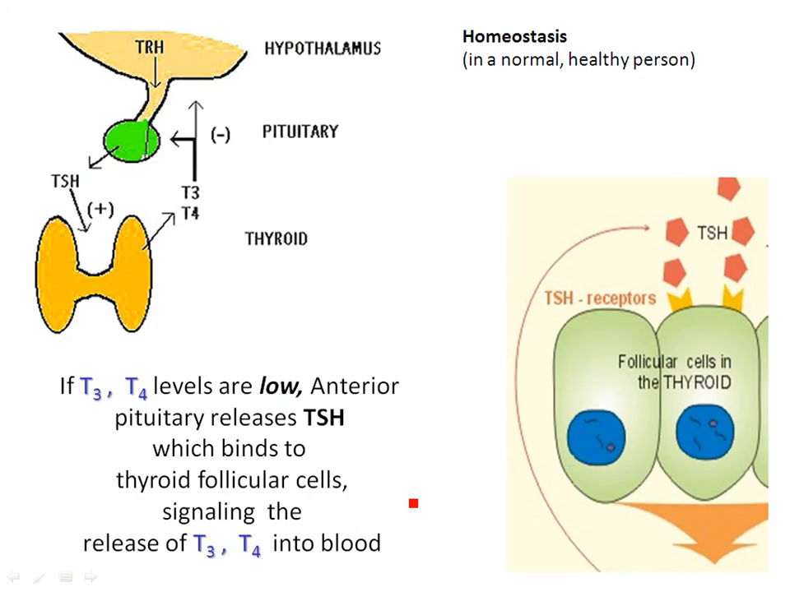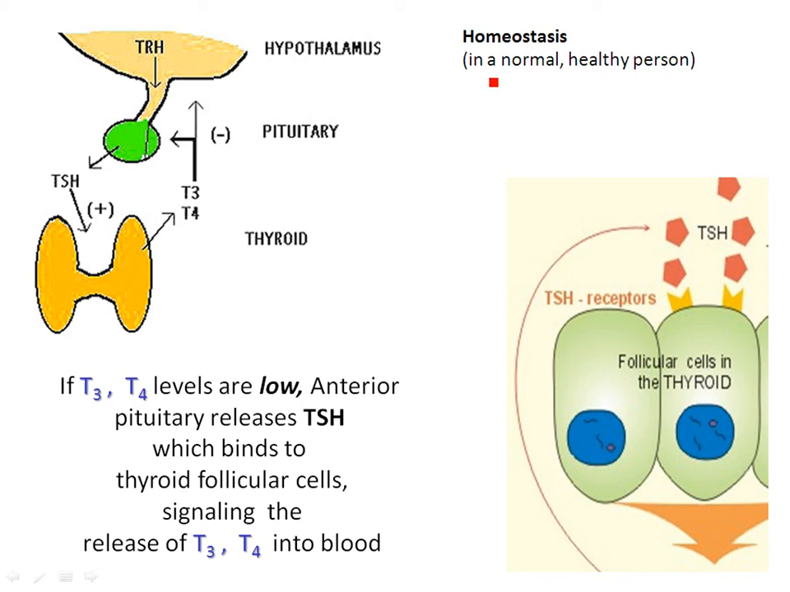Now let's look at a normal, healthy person. From very early on, you learned about homeostasis. We learned that this was a balance, that we don't want too much of something and we don't want too little. So when we're talking about hormones, you've already heard that the majority of them are regulated by negative feedback.